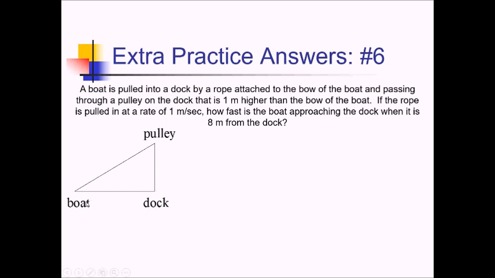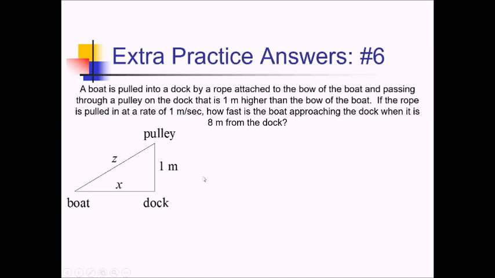We have the distance between the boat and the dock, which we'll call x. We have the distance between the dock and the pulley, which we know what that is. That's 1 meter. So we'll put 1 meter there. And then we have this other distance between the pulley and the boat, the bow of the boat, which we'll call z. So I'm given the rate of change of x, basically, and I want to know the rate of change of z. Actually, no, other way around. The rope's being pulled in at a certain rate, so I'm given the rate of change of z, and I want to know the rate of change of x. There we go. Anyway, we've got multiple rates of change. So this is a related rates problem.